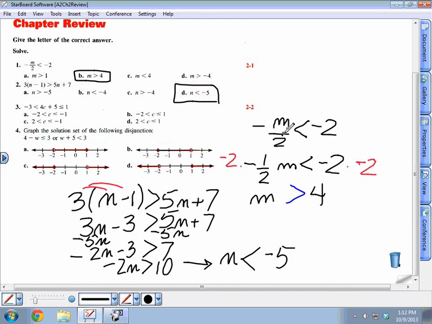Let's go on to number 3. Minus, okay, now here we have a what? Is that a conjunction or a disjunction? Conjunction. Why is that? There's no or. And we have a compound statement, don't we? So how you read this is you start in the center with 4c plus 5, and then you read the left side as greater than, because even though that's a less than sign, you want to read this as 4c plus 5 is greater than negative 3 and less than or equal to 1. So that divides into 2 things.